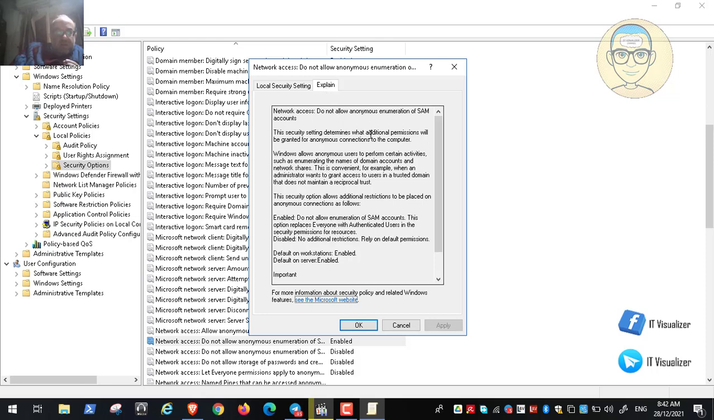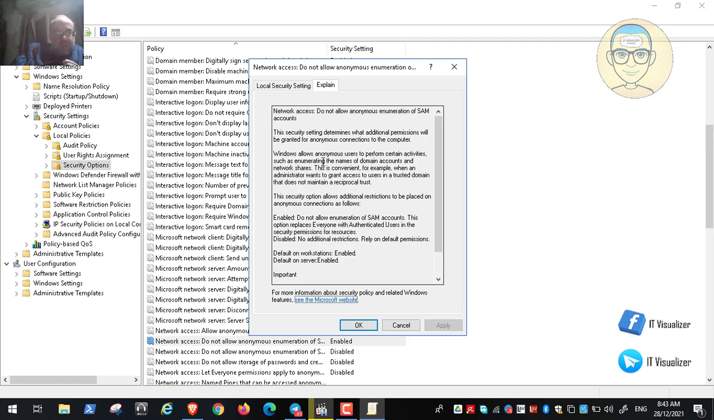To perform certain activities such as enumerating the names of the domain accounts and network shares. It is convenient when an administrator wants to grant access to a user in a trusted domain that does not maintain a reciprocal trust. The security setting does not allow additional permissions to be granted for anonymous connections to the computer to perform certain actions such as enumerating the names of the domain accounts and network shares.